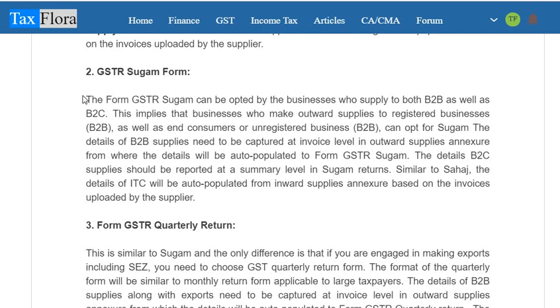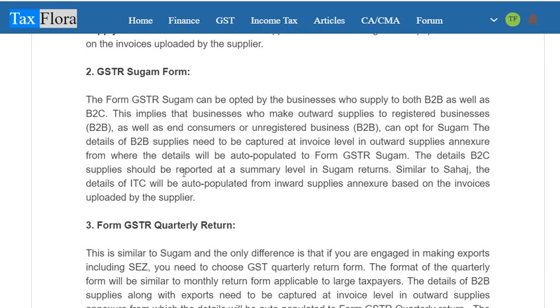The form GST Sugam can be opted by the business who supply both B2B as well as B2C. This implies that businesses who make outward supplies to registered business as well as end consumers or unregistered business can opt for Sugam. The details of B2B supplies need to be captured at invoice level in outward supplies annexure. As I already said, B2B supplies you have to capture at invoice level in outward supplies. Then it automatically will get populated in GST Sugam.